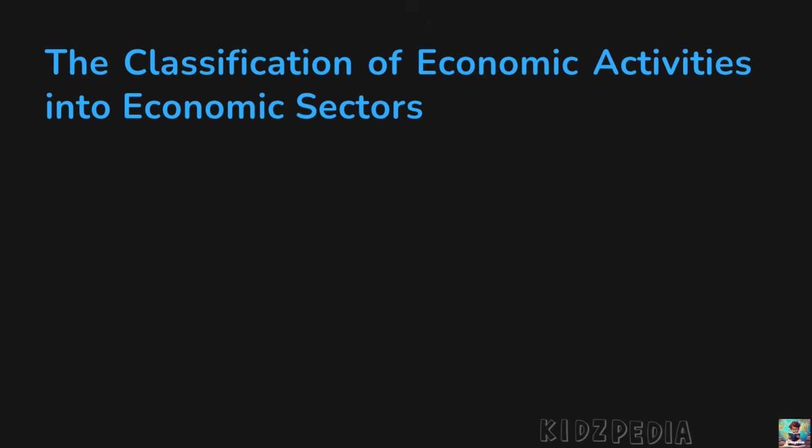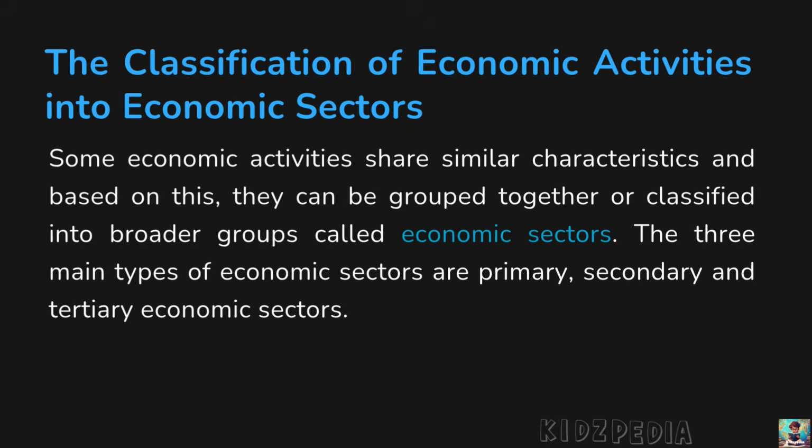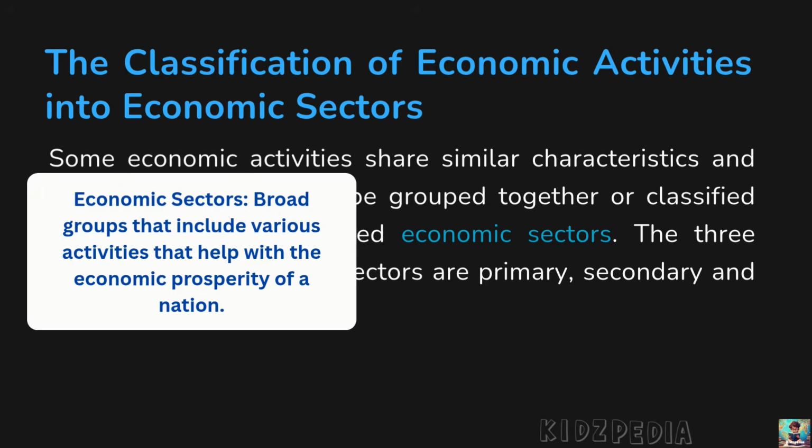The classification of economic activities into economic sectors. Some economic activities share similar characteristics, and based on this, they can be grouped together or classified into broader groups called economic sectors. The three main types of economic sectors are primary, secondary, and tertiary economic sectors. Economic sectors means broad groups that include various activities that help with the economic prosperity of a nation.